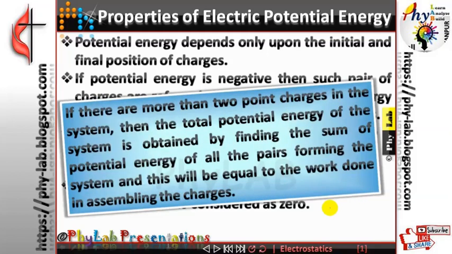If there are more than 2 point charges in the system, the total potential energy will be obtained by finding the sum of all the potential energies. And what type of sum? Remember, potential energy is a scalar quantity, so you are going to go for the algebraic sum of the potential energies of the pairs which form the system. That will give me the potential energy of the system, or I can also say that it will give me the amount of work done in assembling the charges together, friends.